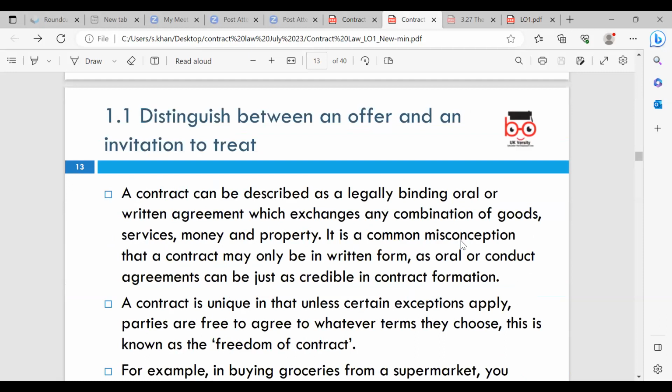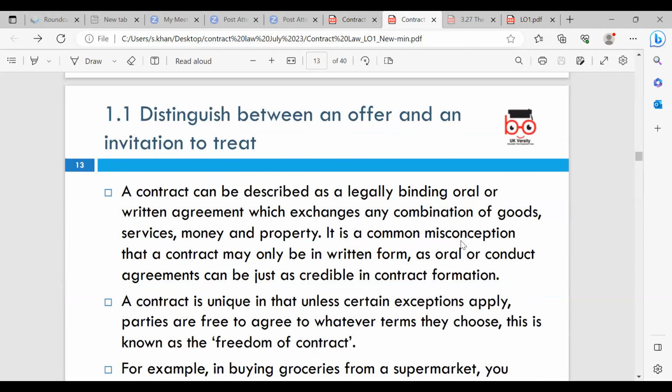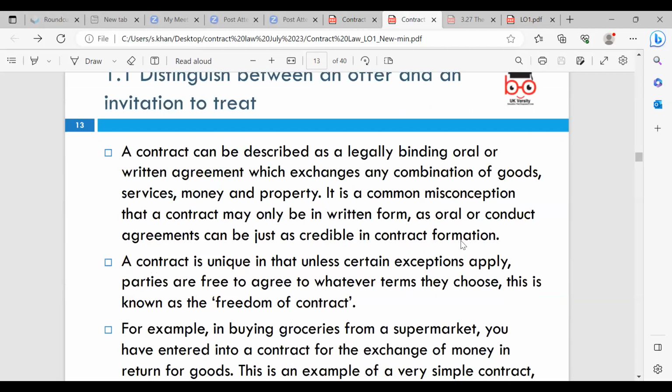1.1, now we need to distinguish between an offer and an ITT, which is an invitation to treat. A contract is described as a legally binding oral or written agreement with exchanges of any combination of goods, services, money, and property. And as we mentioned, food, dry cleaners.